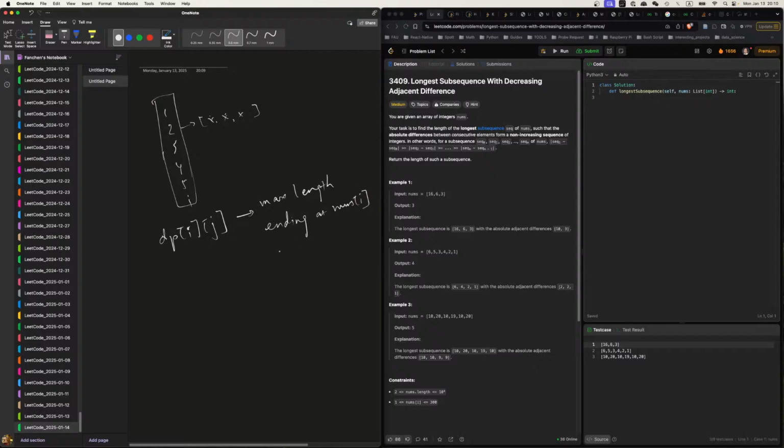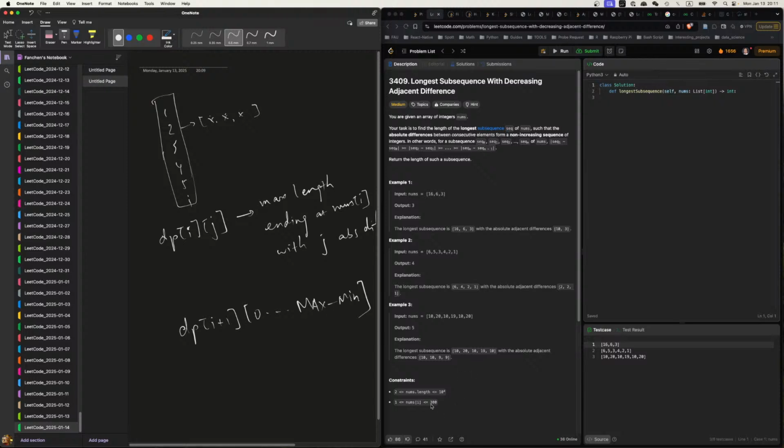nums i with j absolute difference, right? Now I need to do dpi plus 1. Now this j is going to be 0, because absolute difference can be 0, all the way to the max, because what we're looking for is going to be the max minus minimum, right? So the max minus minimum, that's the max you can get.